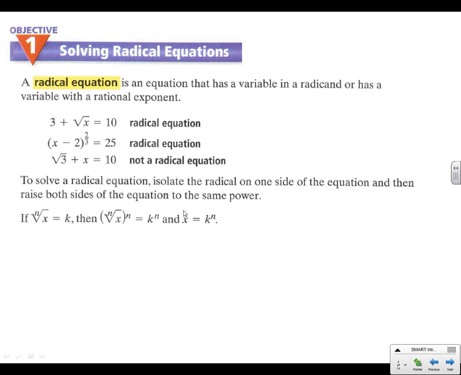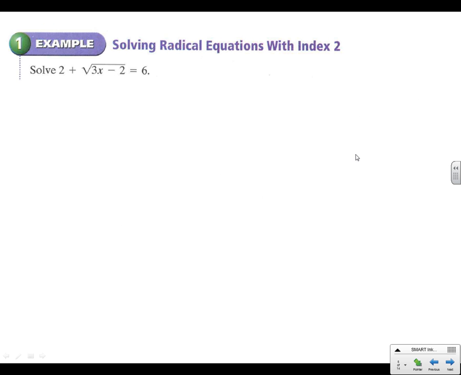And just a reminder here that if you have the nth root of x equals k, then you could multiply both sides by the nth exponent to cancel the radical sign out, and we're left with x by itself. All right, so that's what we're going to use here for example 1.